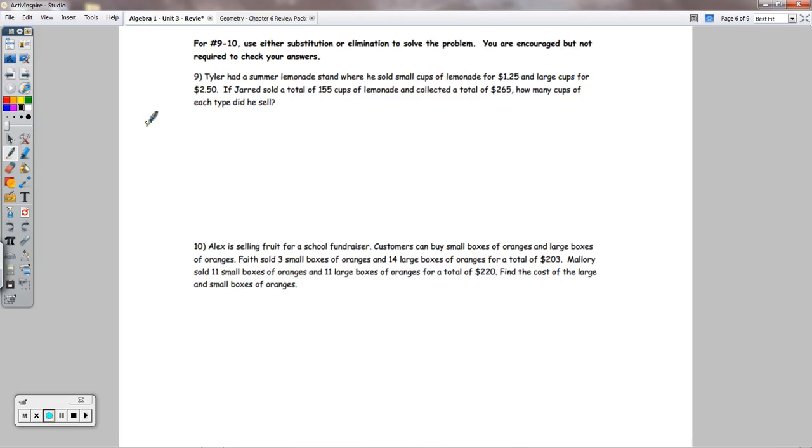So let's determine our variables first of all. I think that using S for small cups and L for large cups would be a good idea. I'm going to use a cursive L so it doesn't look like a 1. And we're just saying how many cups of each type. So this would be the number of small cups, and this would be the number of large cups that he sold.